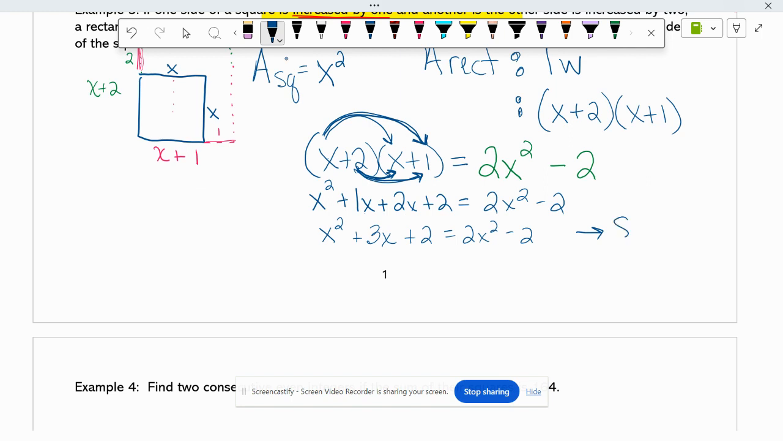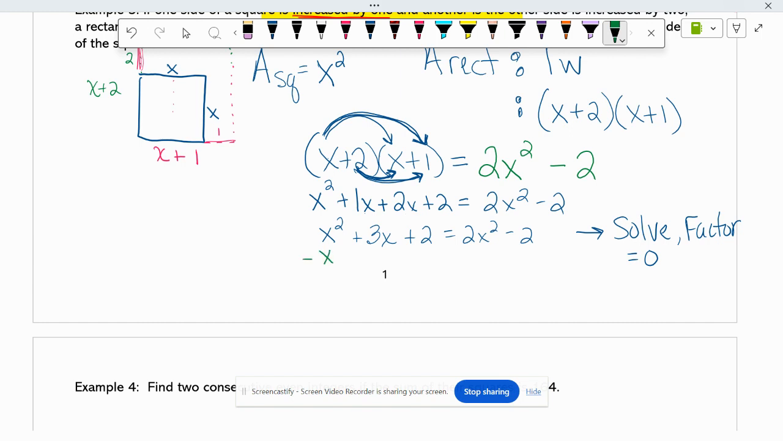I have to solve this, and the only way to solve is to factor, but I have to set it equal to 0 first. So am I going to take everything from the left? Like, how am I going to subtract? Am I moving the stuff that's on the left over to the right, or the stuff on the right over to the left? What do you think, Cameron? Which one is going to give you a leading coefficient that's positive?